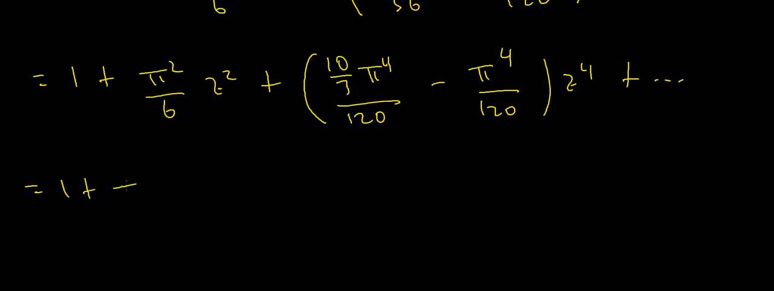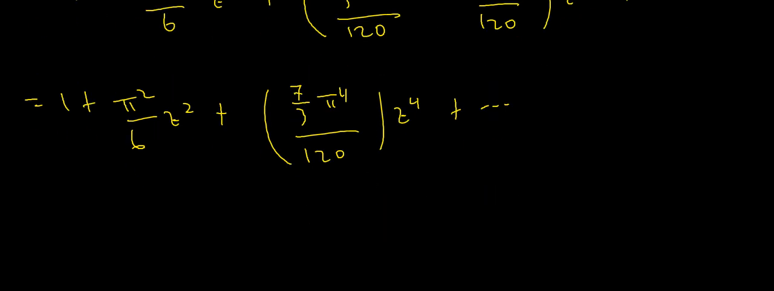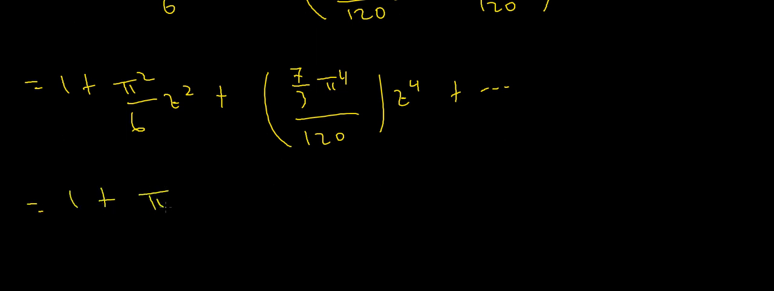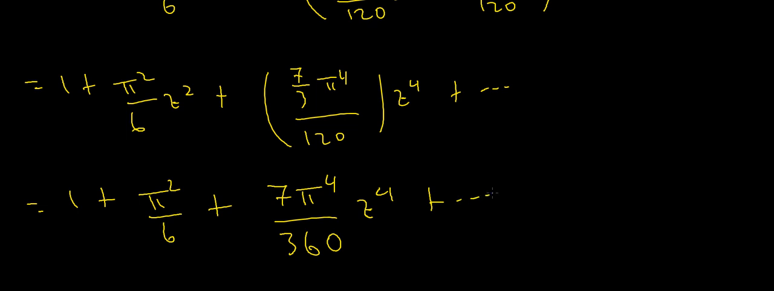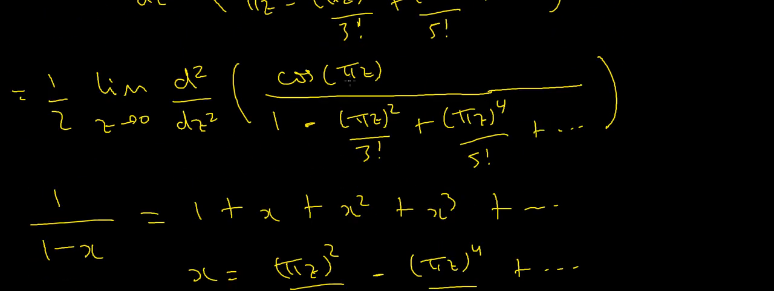And that's equal to 1 plus pi squared over 6 times z squared plus what? Well, here I'm going to have 10 thirds minus 1, which is just 7 thirds pi to the 4, all divided by 120 times z to the 4 plus higher order terms. And that's just equal to 1 plus pi squared over 6 plus what? Well, multiplying the top and the bottom by 3 is going to give me 7 over 360, so that's 7 pi to the 4 over 360 z to the 4 plus higher order terms. And that was the value of, just to recall, 1 over 1 minus x. So that takes care of the 1 over 1 minus stuff part of the expression.